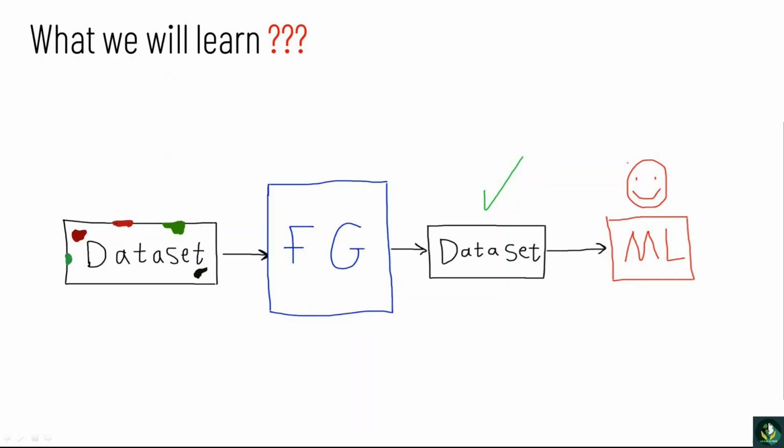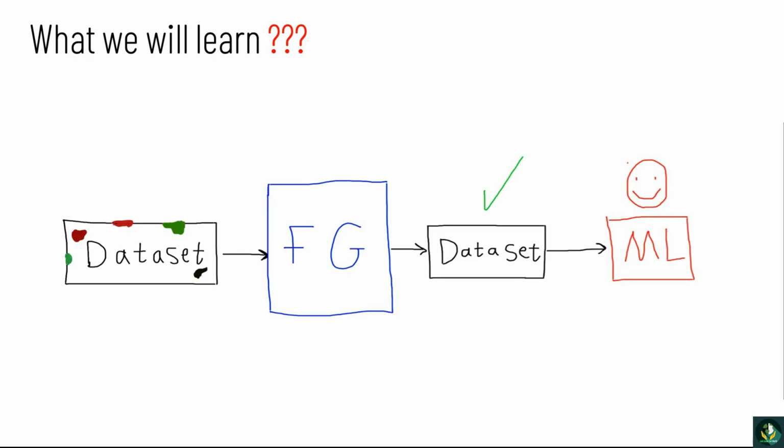Here in this course, we will take a data set and we will apply feature engineering techniques on it to get a cleaner and more useful data set. And we will train our machine learning model on this new data set. Our machine learning model will be very happy during training because it will be easy for it to learn the concepts and the patterns inside this data set, and its results will be very good.